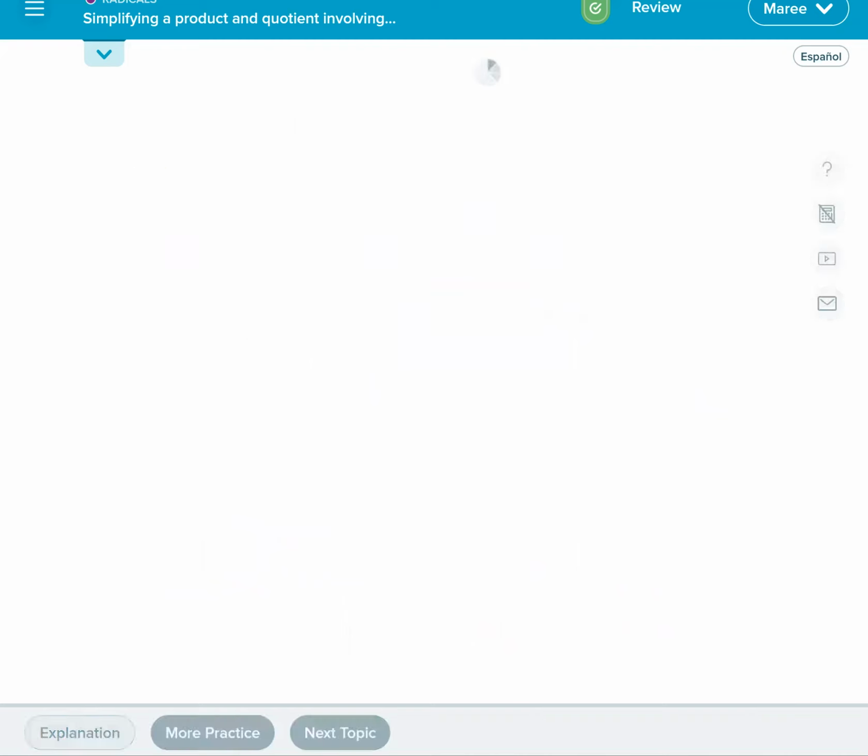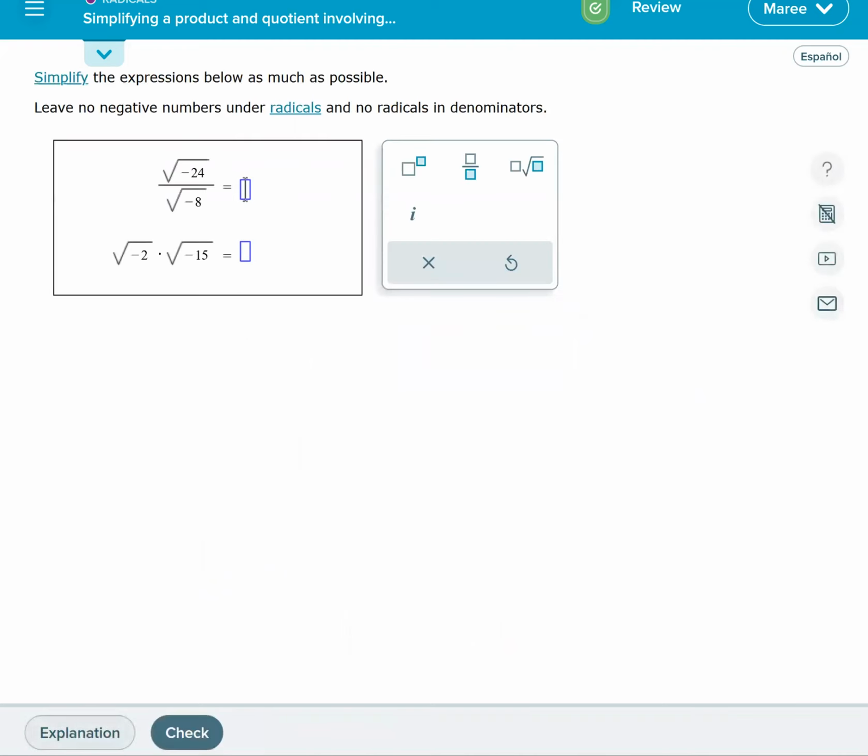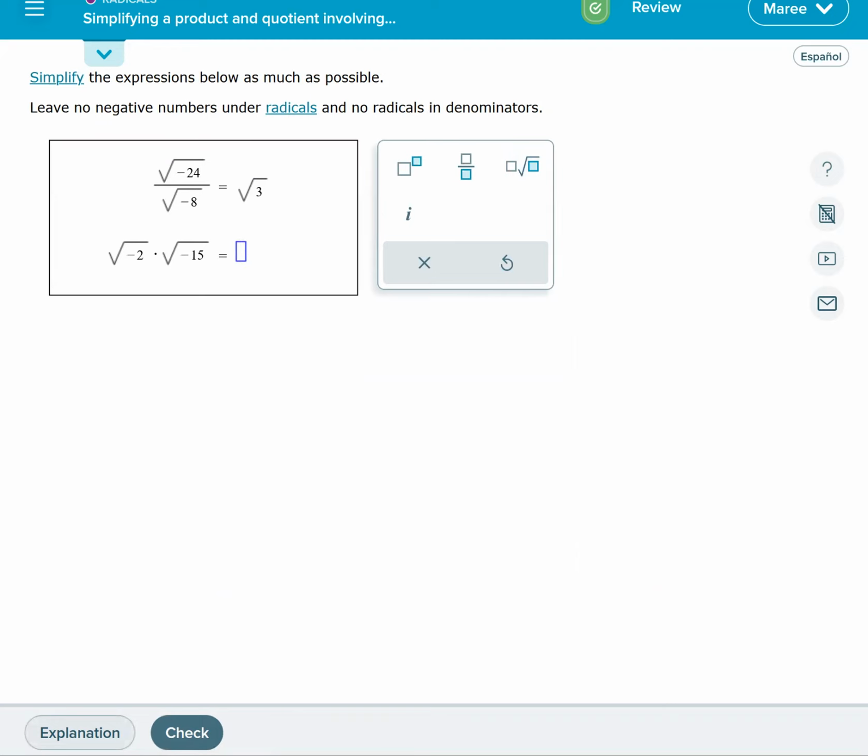And let's go ahead and do one more. So 24 divided by 8 is 3. The negatives will cancel. We get the square root of 3. We're not going to cancel these negatives because there's 2 of them. So we're going to pull out a -1. Well, let's see. We have square root of -2 is equal to i times the square root of 2. The square root of -15 is equal to i square root of 15.